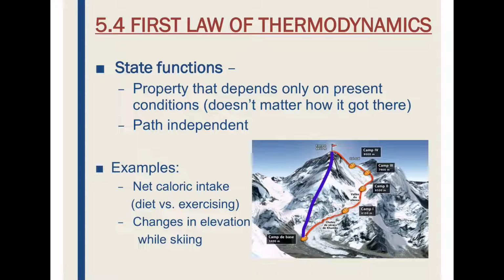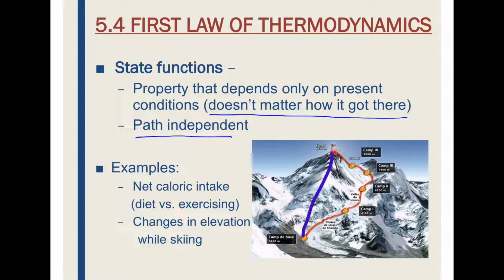So first off, what is a state function? You see the definition right here. It's a property that depends only on the present conditions. In other words, it doesn't matter how you got there, or we could say that that's path independent. Okay, now what does that mean for something to be path independent? Let's talk about some general examples first, and then we'll talk about how this applies to enthalpy.